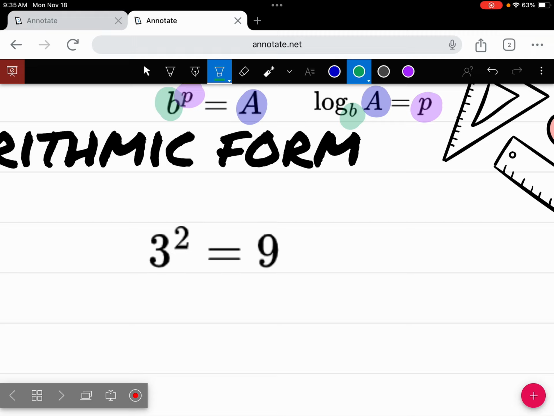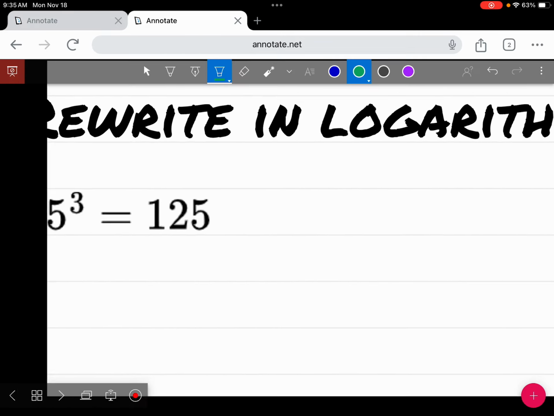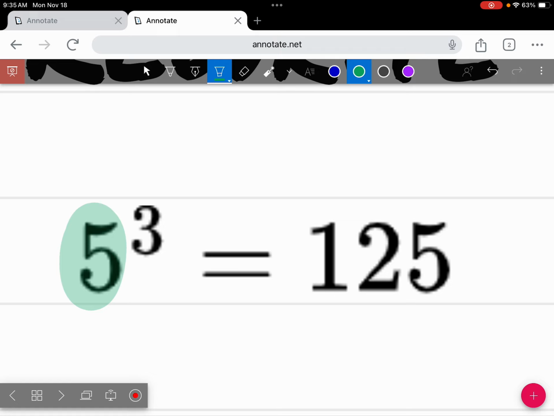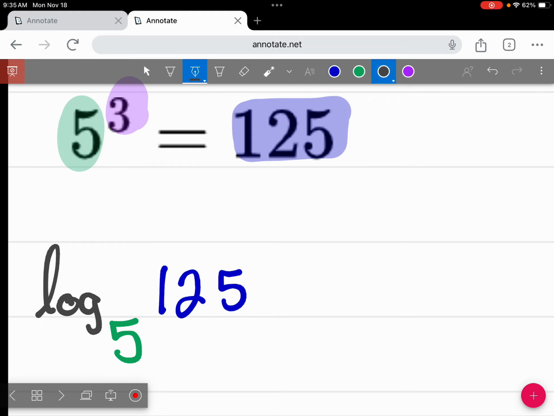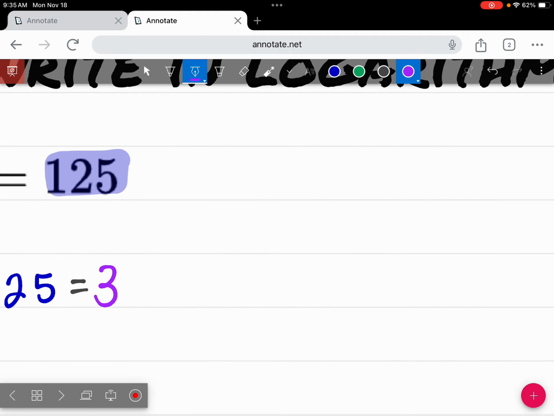So on this first one, what's our base? 5. What is our power? 3. And what's our argument? 125. So when we're writing it in log form, we're going to put log base 5 of 125 equals 3. Okay?